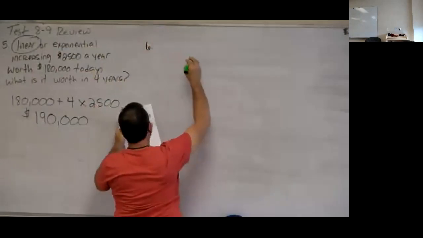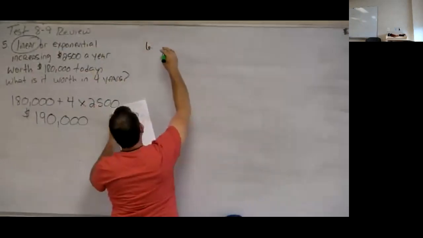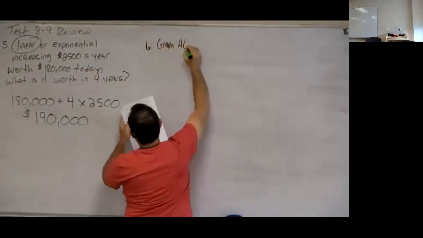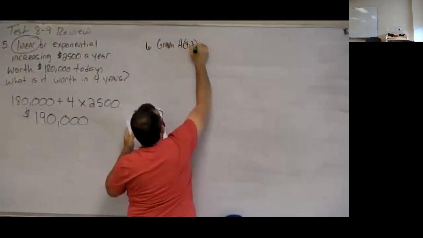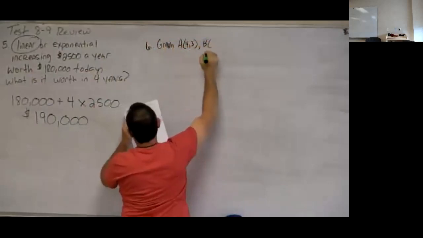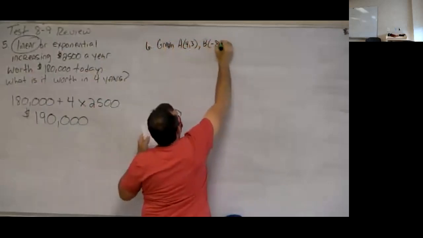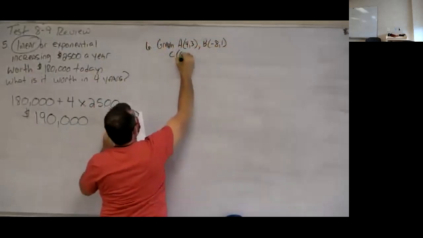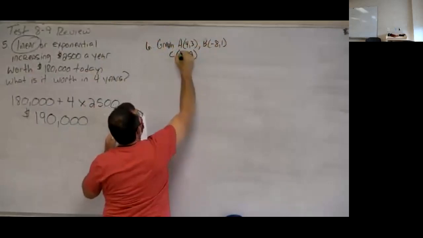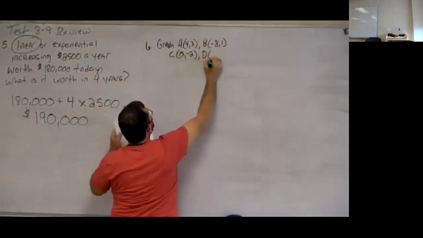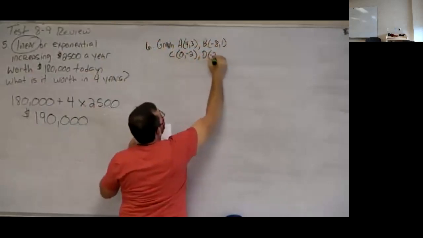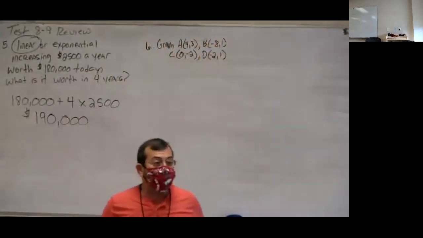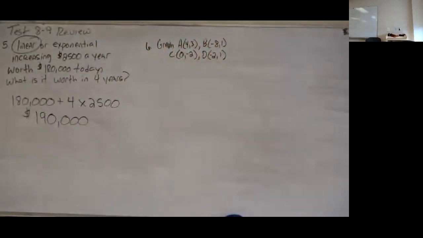All right, 6, I'm going to have to draw an X and Y axis here, but it wants me to graph. A will be 4, 3. B will be -8, 1. C is 0, -2. And then D will be -2, 1. Now, y'all just want to pick out a picture on that one, but I'm actually going to graph them out.